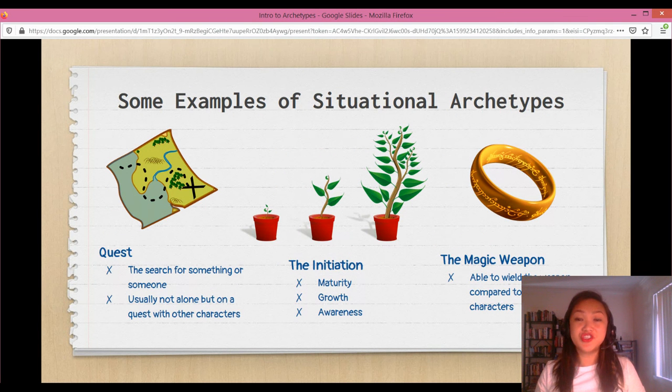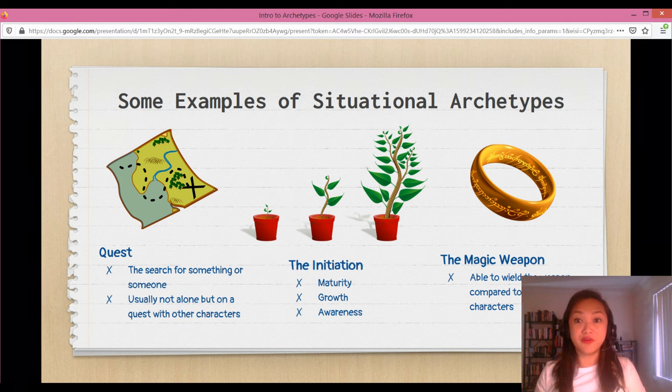We also have situational archetypes. Again, the example of the quest, the search for something or someone. The character is usually not alone, but goes on a quest with other characters. And during the quest, the hero or protagonist matures and grows, and there's growth within the character. So think of stories where the hero goes on a quest and matures.